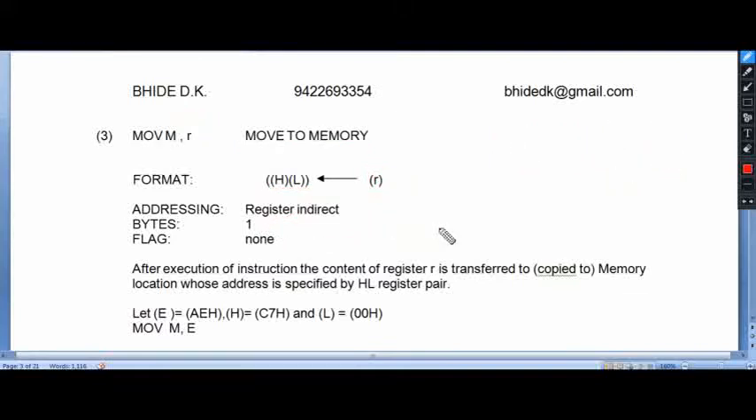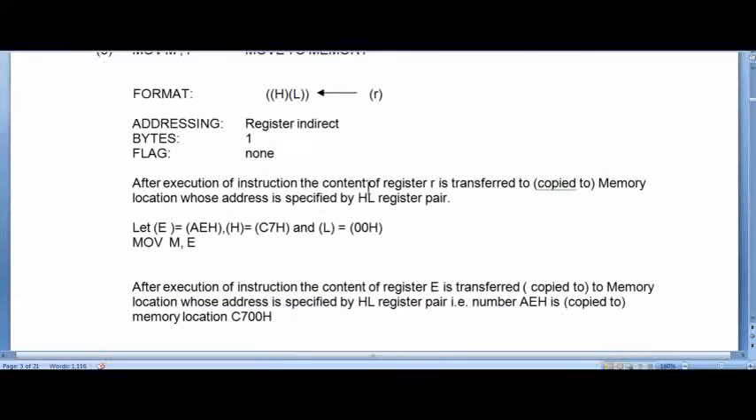Let's go for the general explanation of this instruction. After execution of the instruction, the content of register R, that means whatever is present in register R, is transferred or copied to a memory location. In which memory location is it transferred? In that memory location whose address is specified by the HL register pair.